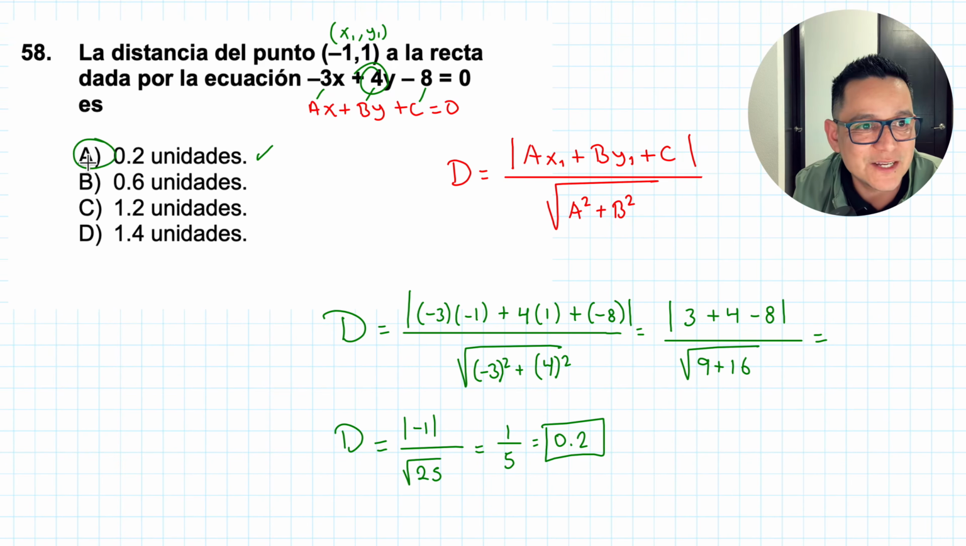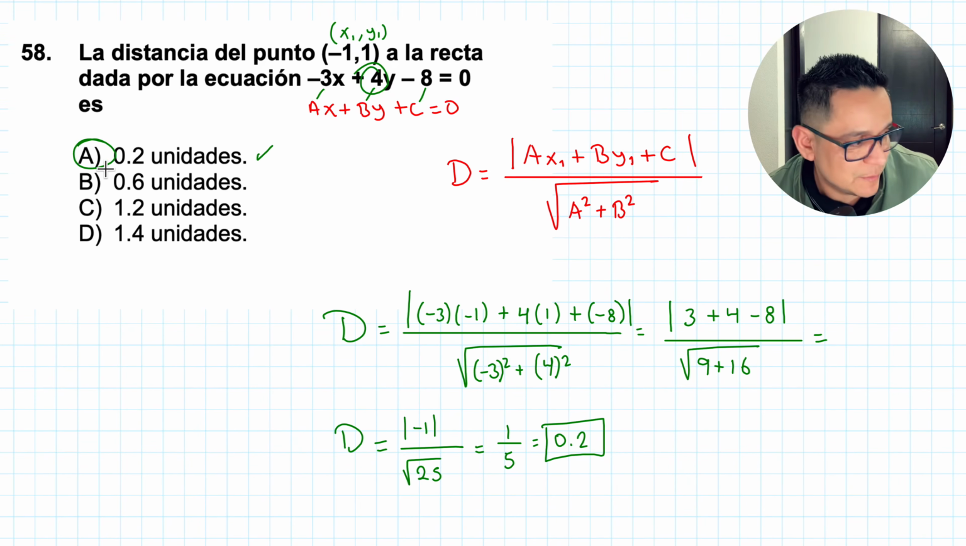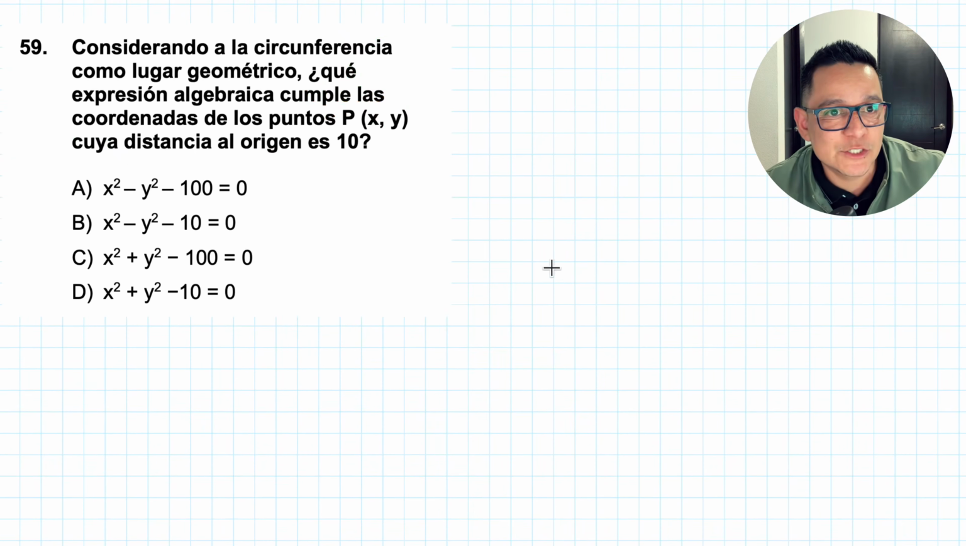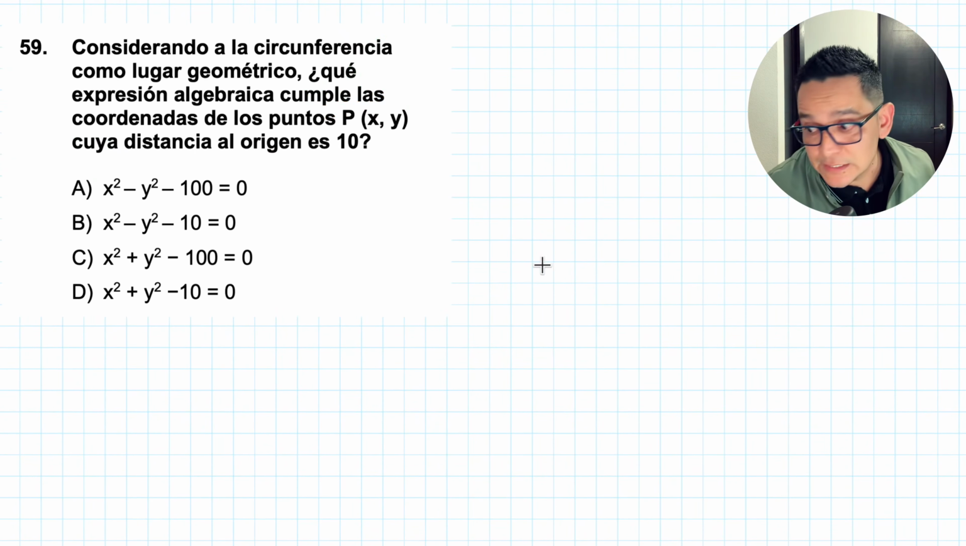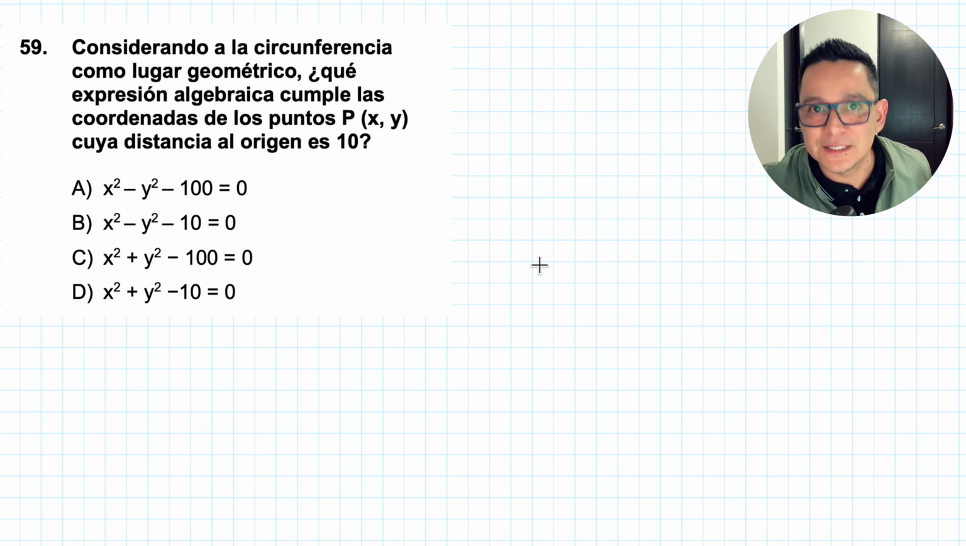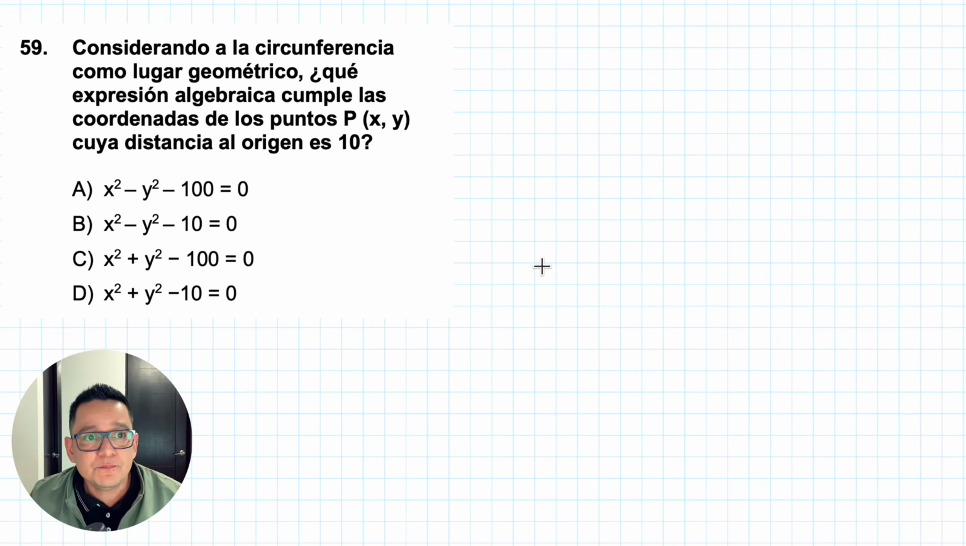So the correct answer is option A. All right, we're done. Let's move on to exercise 59. There are 69 in total. We still have several left, but we're making progress.